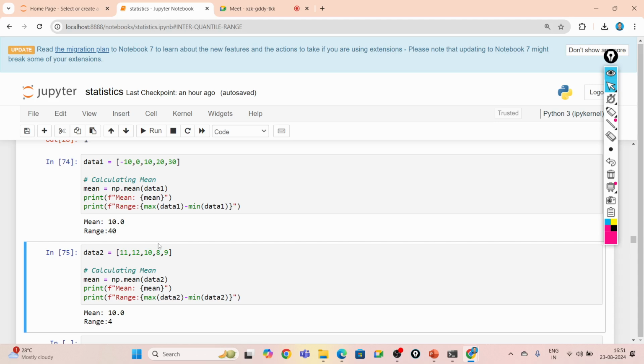Okay, clear? So how is the range 40 here? The maximum value is 30 here, and the minimum value is minus 10. So 30 minus minus 10 gives 40. And the maximum value here is 12 and the minimum value is 8 here, and that's why the range is 4. Clear? So in this way we are arranging the elements. So this is the first part in our second moment business decision, that is the range.